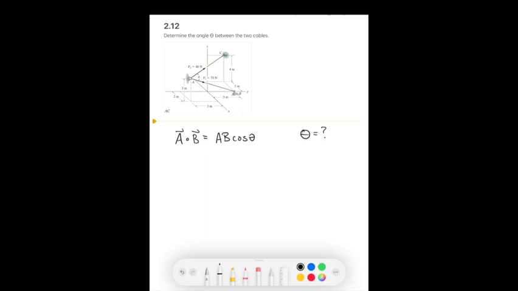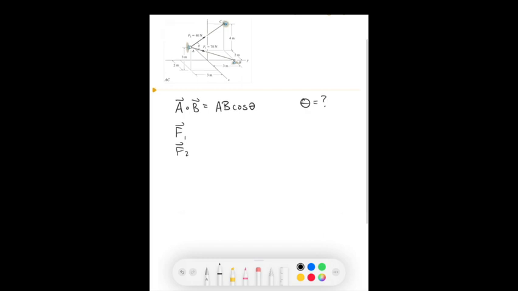The first thing we're going to do is find the direction of F1 and the direction of F2. We can do that by finding the directional vectors that we'll call R. One goes from A to B, and that has to do with F1, and the other goes from point A to point C, and that's the same direction that F2 is pointing in. So to do that, we're going to need the coordinates of points A, B, and C.